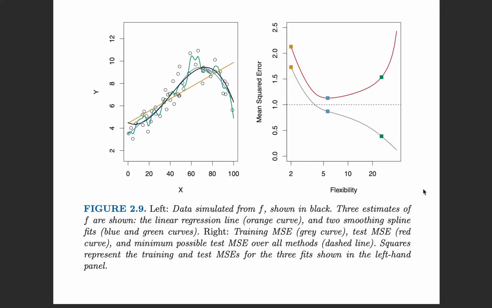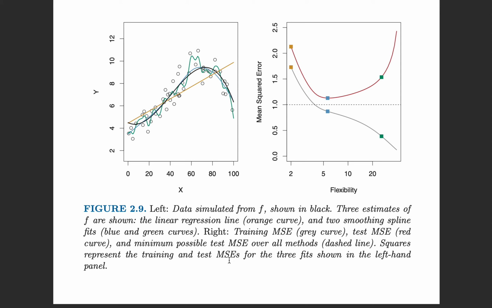Here's an example where the true underlying relationship is this black curve, but we do not observe it. We observe these circles, and these circles are noisy versions of this. Some of them are above the black curve, some of them are below it, and we can go to two extremes. One extreme is just to fit a linear model. Another extreme is just to fit a very flexible polynomial.